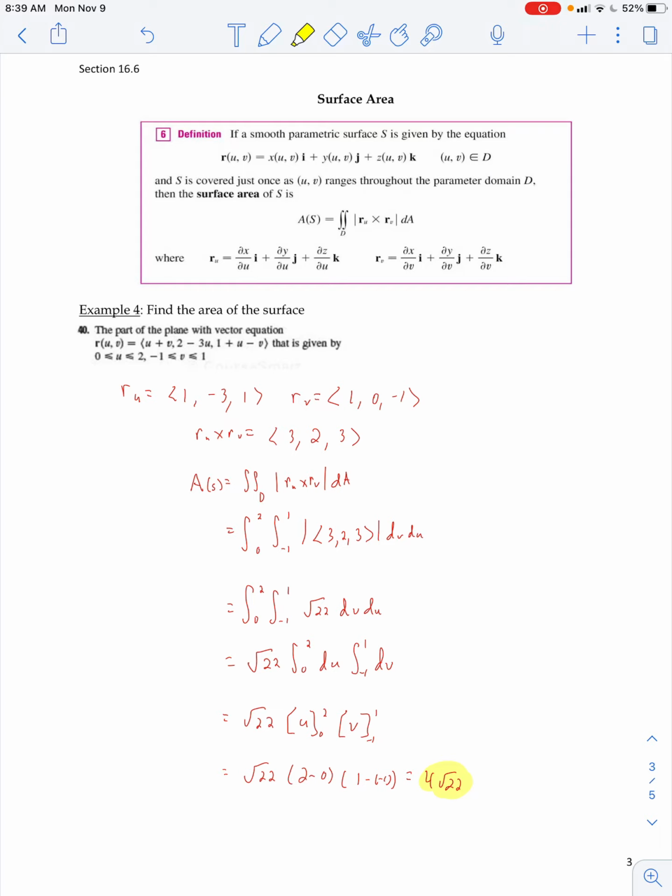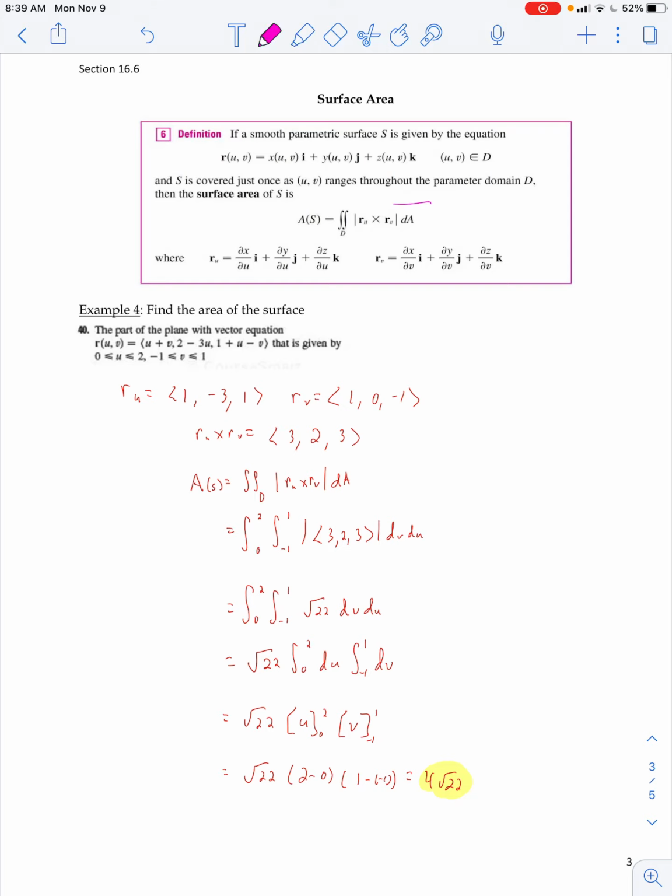The part of the plane with the vector equation r of u,v is equal to u plus v, 2 minus 3u, and 1 plus u minus v, that is given by 0 is less than or equal to u is less than or equal to 2, and negative 1 is less than or equal to v is less than or equal to 1. Alright, so we just want to find the area of the surface, which is not going to be complicated.